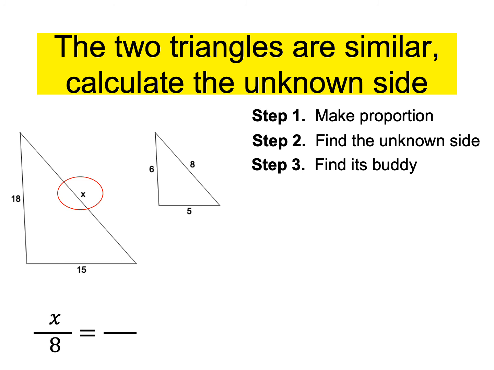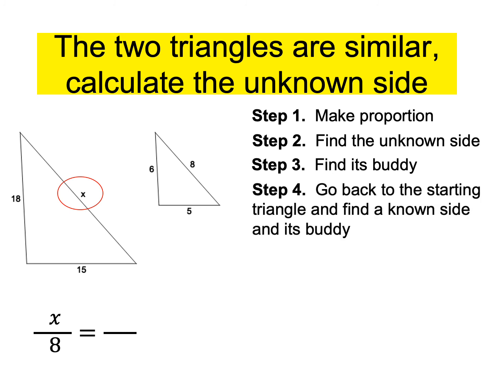And then the magic of this is you pick any other side on the large triangle. It doesn't matter. Go back to the starting triangle and find any known side and its buddy. For instance, I could pick 18 or I could pick 15. I'm just going to pick 15. The smaller the number, the easier the math. So 15 goes on the top and its buddy is 5. See where I got all that from? So x is what we're looking for, and its buddy is 8.